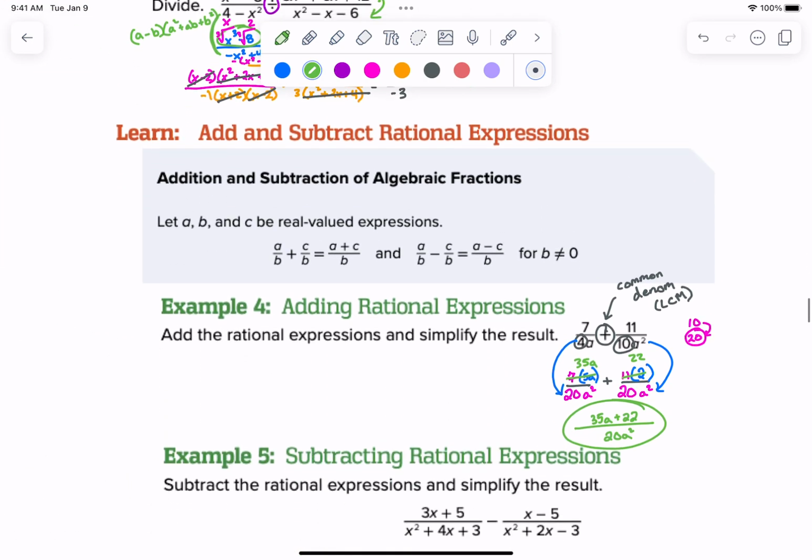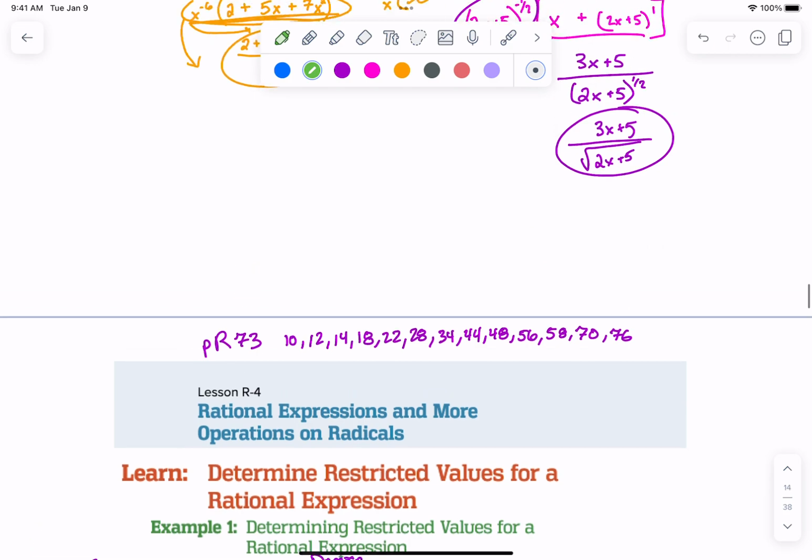So you should be able to do through example 4 of adding rational expressions. Let's go to the add rational expressions problems. You should be able to get through 34. Actually, you can do through 44. 44 is going to be more of a challenge, but you can do it. 48 I would wait on. 44 you can do. Okay?